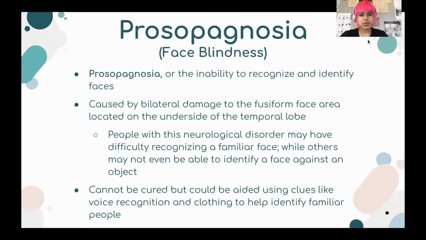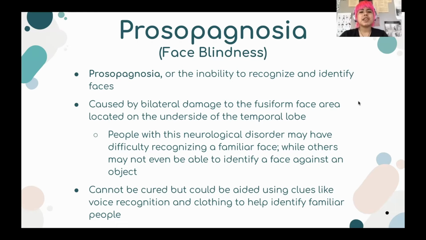The second visual disorder we will cover is prosopagnosia, also known as face blindness. If you break apart the word, it contains the word agnosia, which means that prosopagnosia is a type of agnosia. Prosopagnosia is the inability to recognize and identify faces.